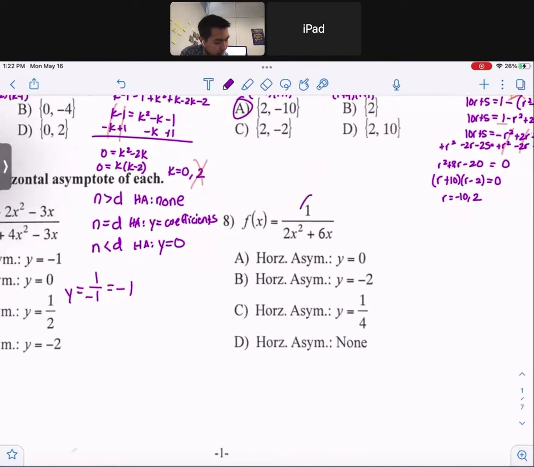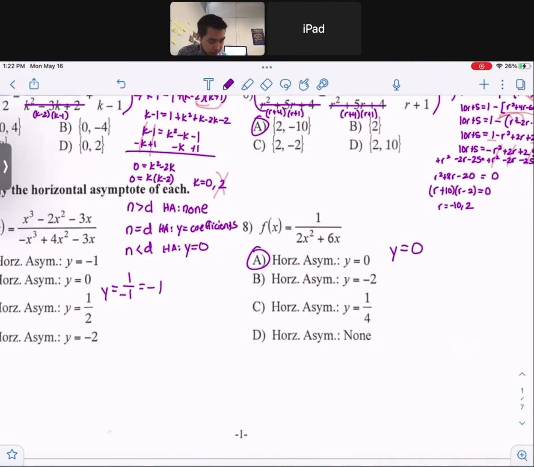Again, you are comparing the degrees. For number 8, the degree of the variable up top is 0 because there is no variable, and the degree on the bottom is 2. The denominator's degree is bigger than the numerator's, which means the horizontal asymptote is y equals 0. So that's how you find the horizontal asymptote.